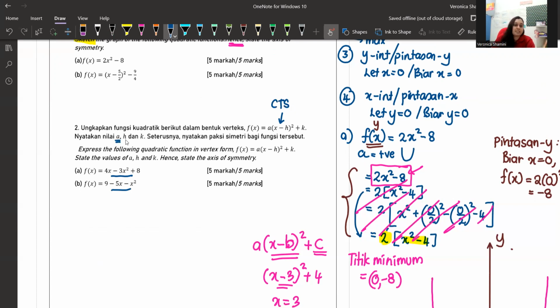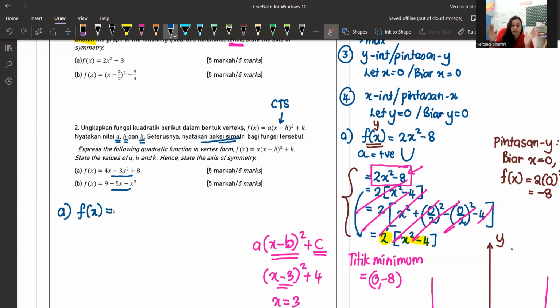After that, what is your A? What is your H? What is your K? You have to write down one by one. Forget to write means then 0 marks there lah. Okay, and the last one, you must write your paksi symmetry. What's the axis? Okay, so now let's do for A first.